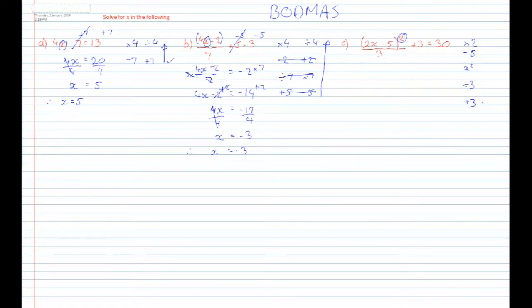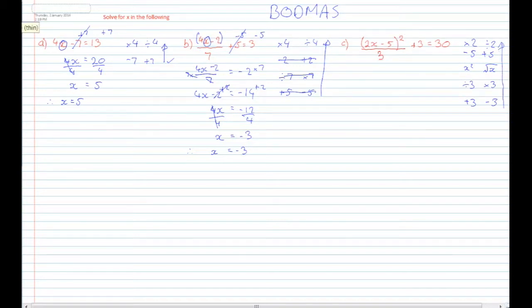Perfect. Alright, so we're going to do the opposites now. Plus 3 is minus 3. Divide by 3 is times 3. X squared, the opposite of x squared is the square root of x. Minus 5 is add 5. And times by 2 is divide by 2. Drawing the magic arrow, and of course if we get it all right, we'll get x on its own.